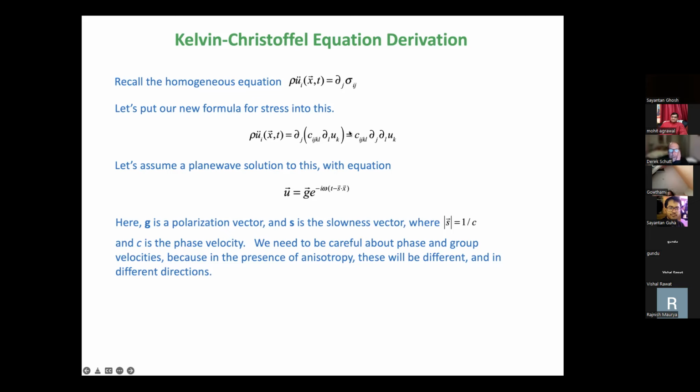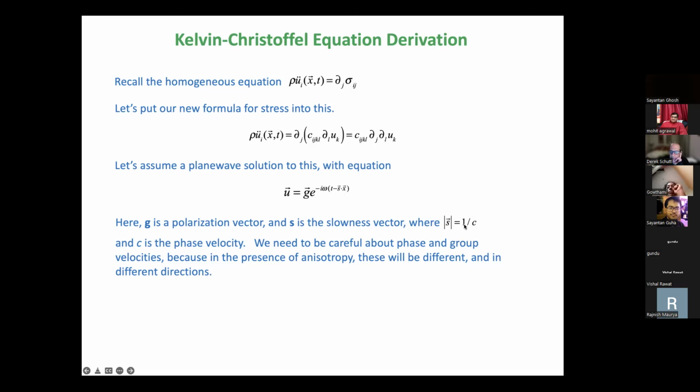Okay, so let's assume a plane wave solution to this. So our deformation function u is going to be a polarization vector times a sinusoidal wave. And that sinusoidal wave is traveling in a direction given by the slowness vector s.